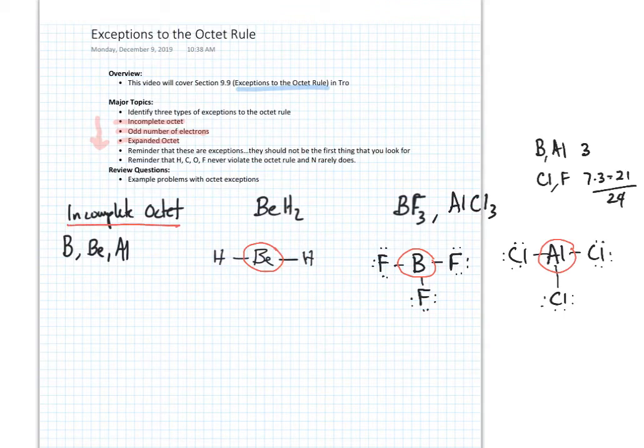So if you're going to see an incomplete octet, look for elements like boron, beryllium, aluminum. It does not happen very often. It is not a common thing to occur in the lab. Like I said, I have seen aluminum trichloride. I've never even seen these other molecules before. All right, second case, odd number of electrons.